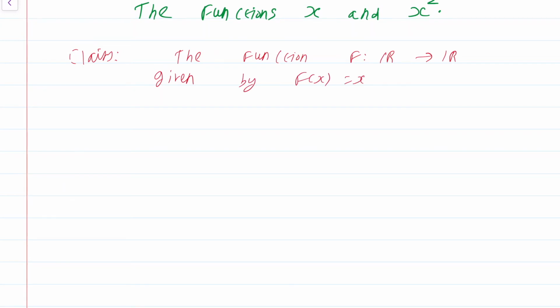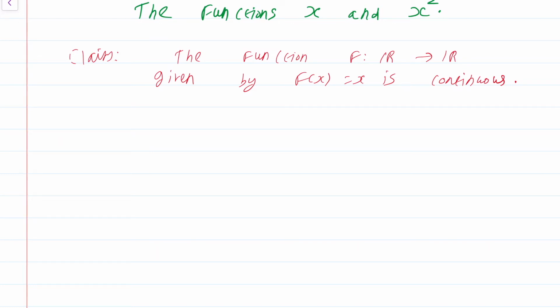Let's see two simple examples of continuous functions. So, claim: the function f from R to R given by f of x equal to x is continuous. Okay, how do we show this?